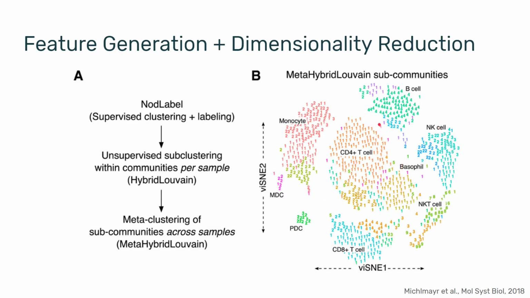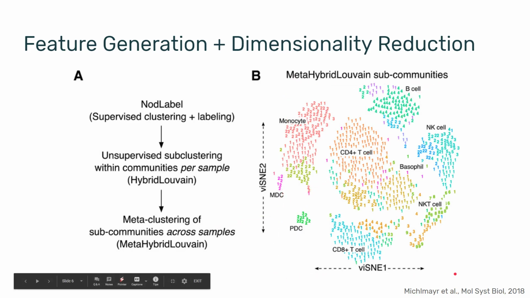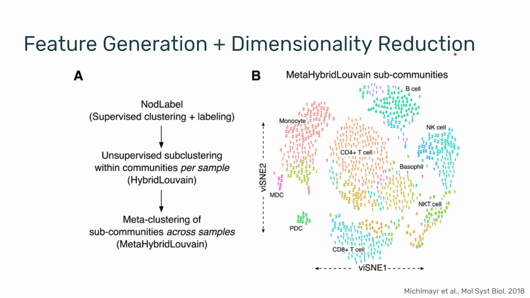Then they took each one of these compartments and clustered them using unsupervised clustering. And for that, they used the method called hybrid Louvain, which is the underlying algorithm for PhenoGraph. And finally, in order to connect the different samples to each other, they used meta-clustering across these different samples. And the end result is presented here using a viSNE map. So this also connects us to the visualization within dimensionality reduction.